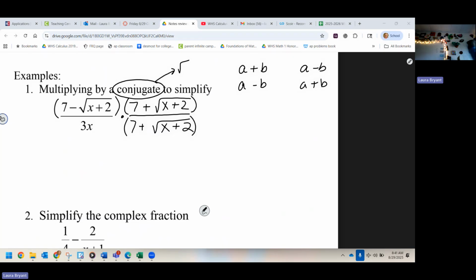Question. Well, why do you not change the sign inside the radical? Good question. So I don't want to change the sign in the radical because I want this part right here to be the same. It's just that I want to change the sign in the middle. So you won't change the sign in the radical. It's a good question.